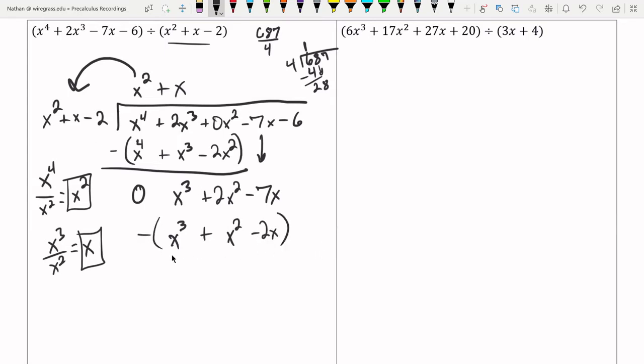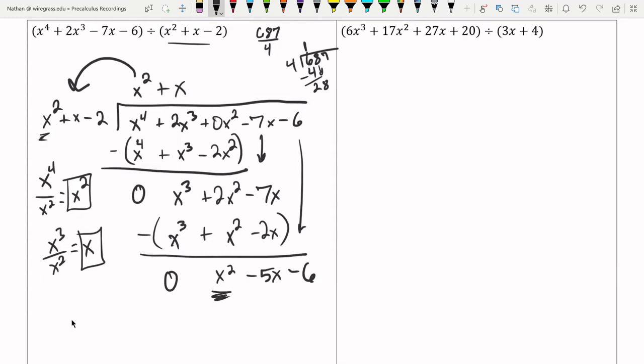Now we subtract. We get 0 again in this first column. Then we get 2x squared minus x squared. That's going to be just x squared. Negative 7x minus negative 2x, that's going to be plus 2x. It's going to give us negative 5x. Bring down the next term, and we can continue.